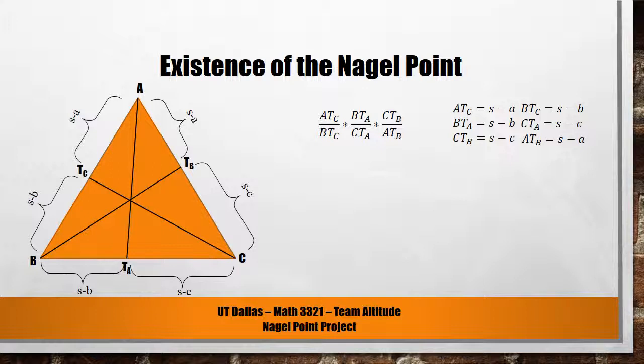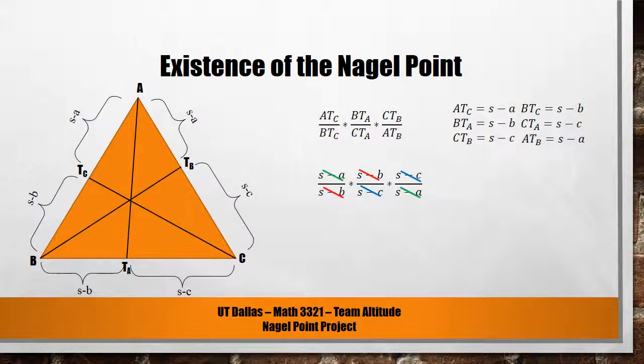Using our chart to the right, we're now going to replace the values of the line segments with the lengths we found. That's going to yield us an identical equation that will be S minus A over S minus B times S minus B over S minus C times S minus C over S minus A. As you may have noticed, these values can cancel out. For example, S minus B cancels out with each other, S minus C cancels out with each other, and finally S minus A cancels out with each other.